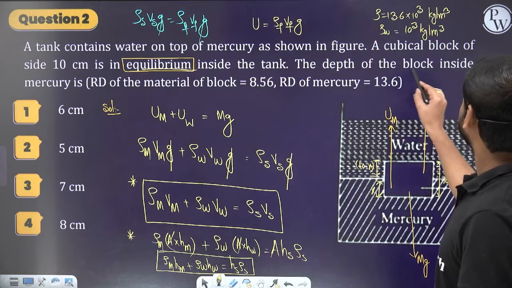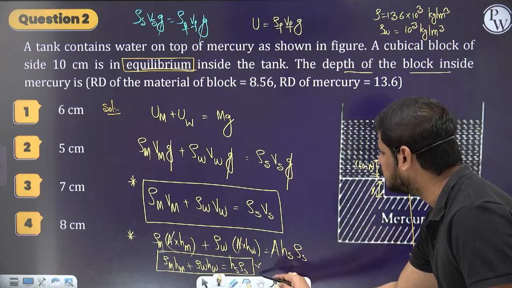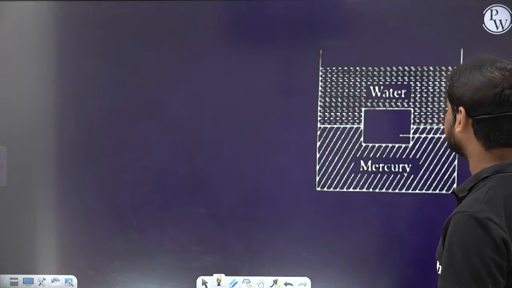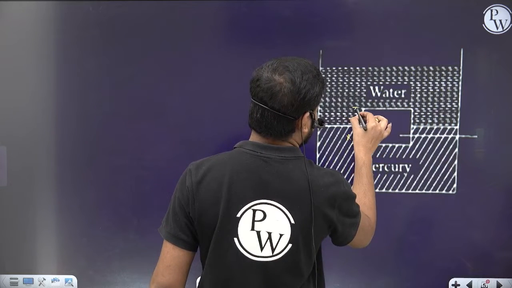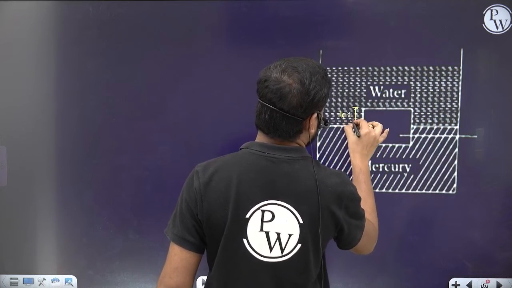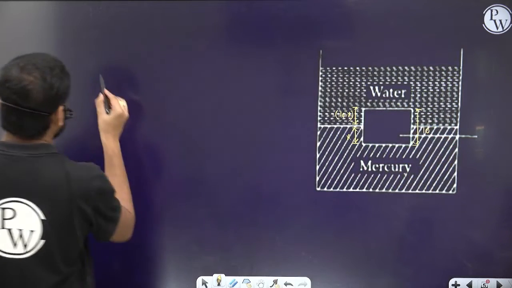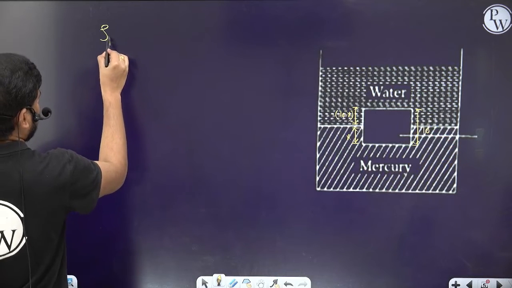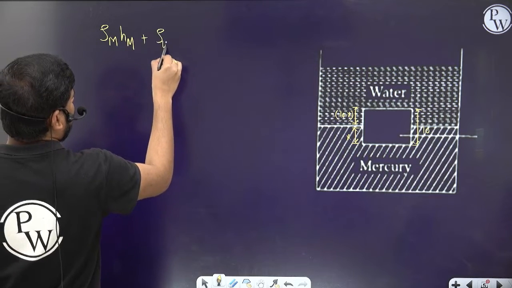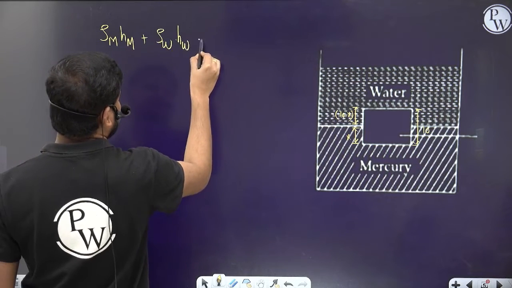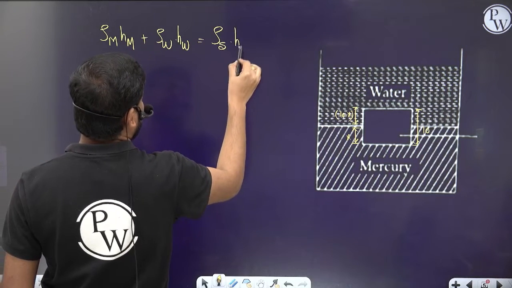What are they asking? The depth of the block inside the mercury, so they are asking for a height. You can use this formula. Do we have another slide? Yes. Let this height be x, and this height will become 10 minus x, obviously, since the total height is 10. Now I can write the rho of mercury into the height in mercury, plus the rho of water into the height in water, is equal to the rho of the solid into the total height of the solid.